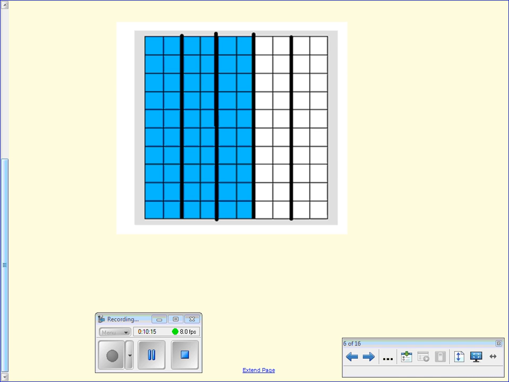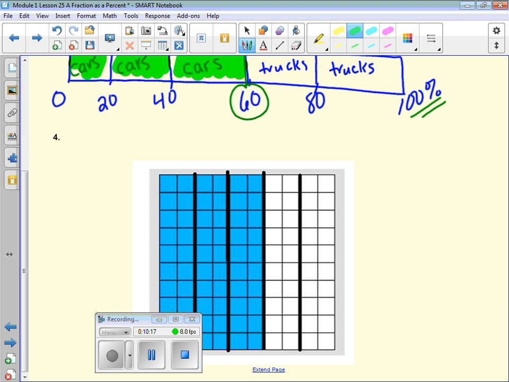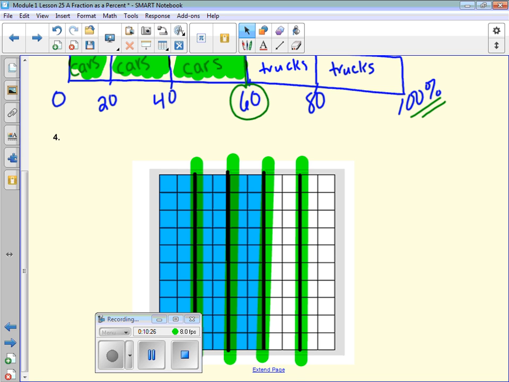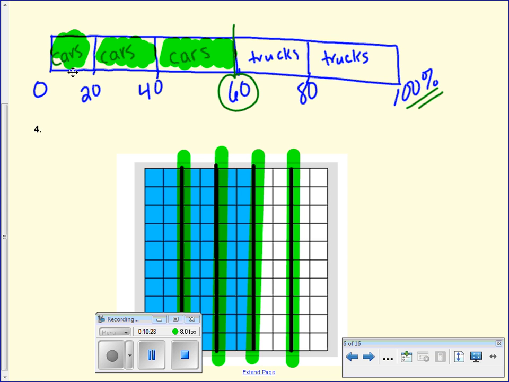What do these big black lines through the middle mean? I'm going to go over them with my highlighter. They divided the 100 grid into how many sections? Everybody? 5 sections. Divided it into fifths because there are 5 vehicles. How many, by the way, are in each section now that we've divided it up? How many are in each section? 20.